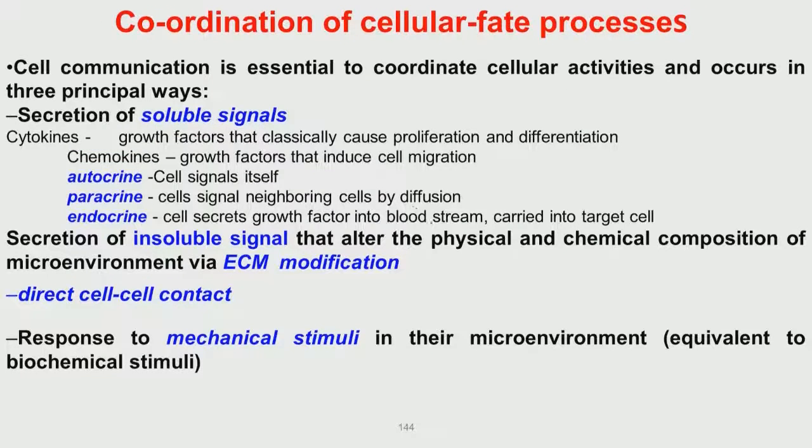So, in a way, cell communication is essential to coordinate cellular activities, and this takes place primarily in 3 ways. One is the secretion of soluble signals, and these signals are known as cytokines when they are growth factors that cause proliferation or differentiation, or chemokines that induce cell migration itself. What are the 3 types of soluble signaling? One is autocrine, where the cell signals to itself. Paracrine means the cell signals to neighboring cells by diffusion, and endocrine means the cell secretes a growth factor, and these growth factors are transported by the bloodstream to the target cell.